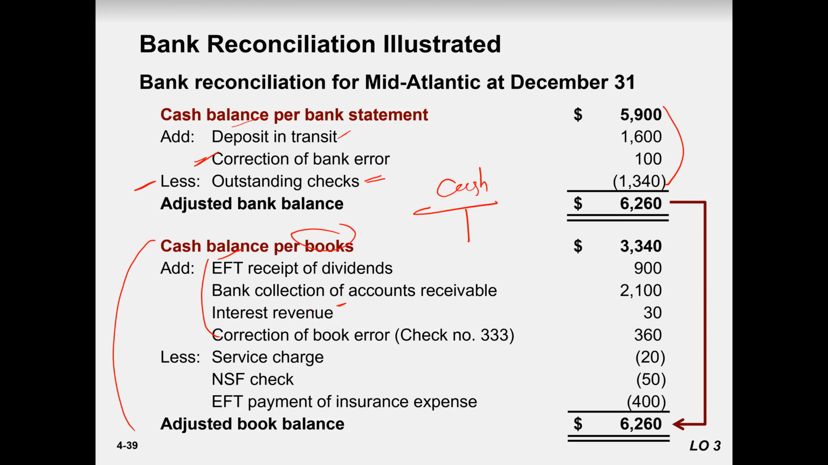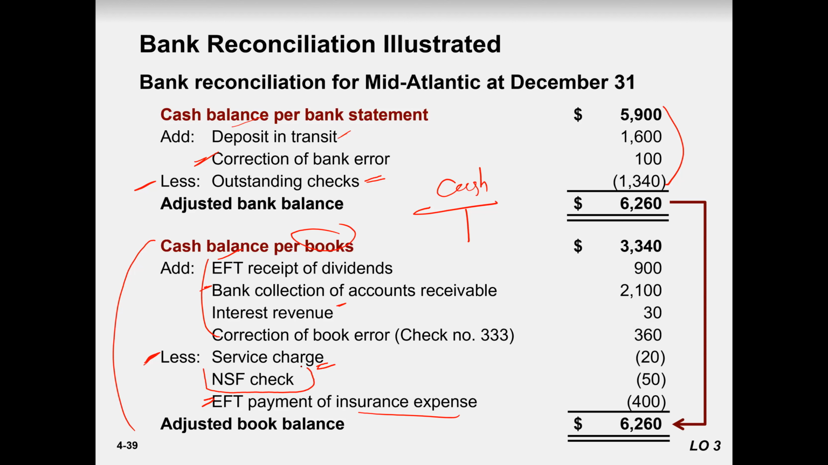interest revenue, dividend revenue, bank collection from the customers on your behalf, and less any kind of payments that you didn't write down. Number one payment is bank service charges. Number two, any electronic funds transfer of payments like insurance, salaries or something, if you gave the bank the right to just issue payments on your behalf.